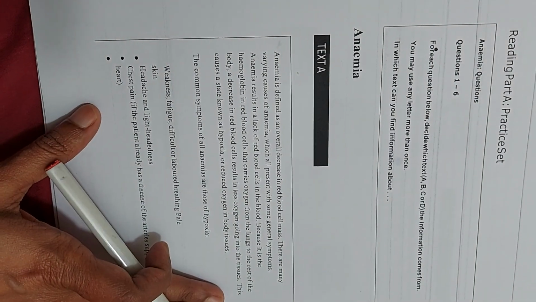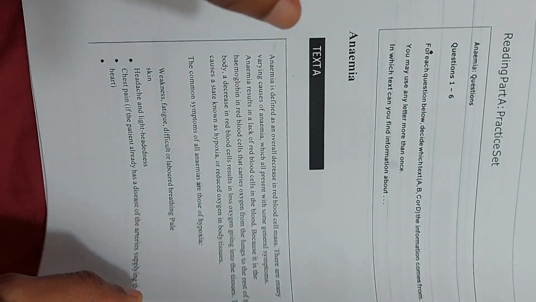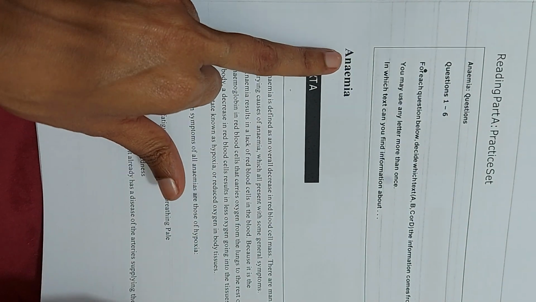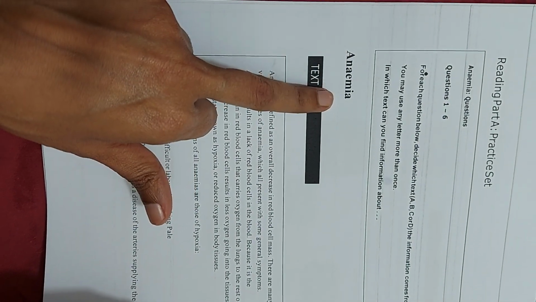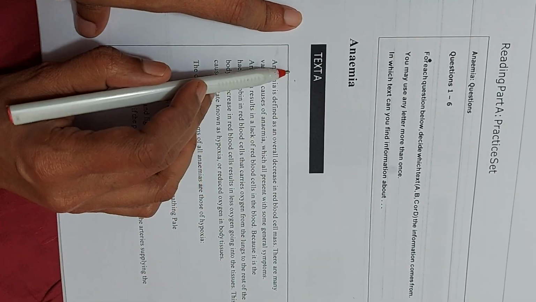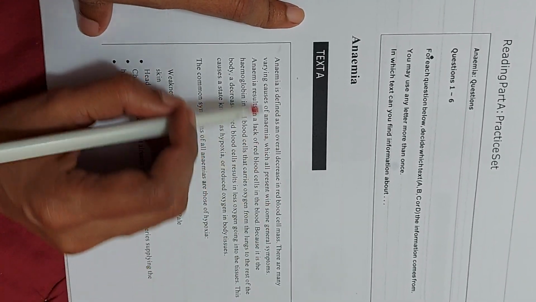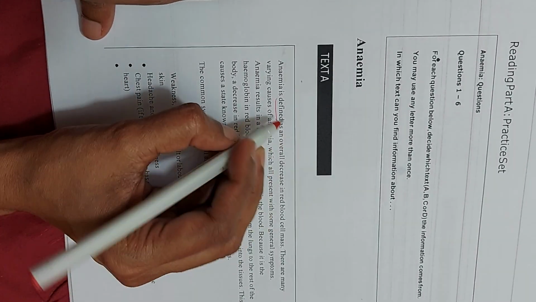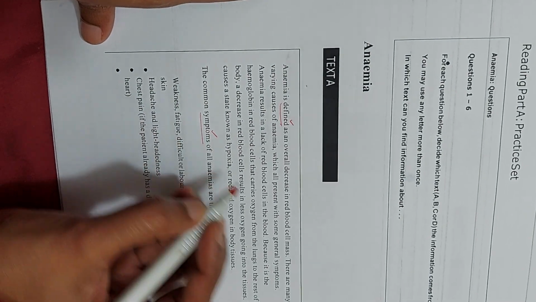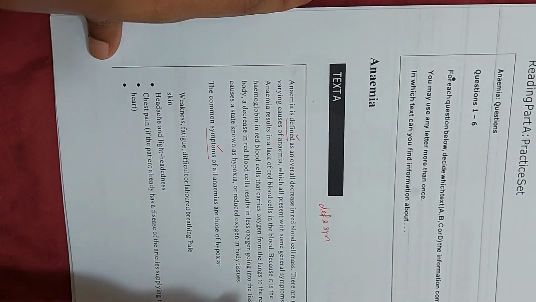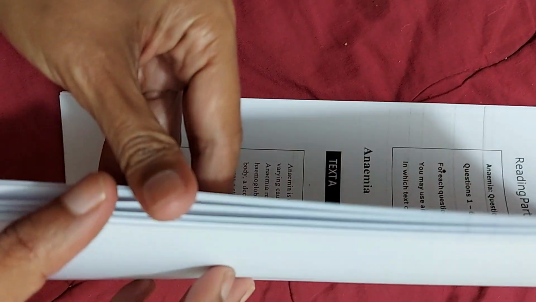So when you see this text A, you know that all four texts, text A, text B, text C, and text D, are going to be on one topic. So it is about anemia here. When you check this text A, there is no topic here, but when I see some important words like defined, symptoms, I can say this is about definition and symptoms. So I will map my mind as definition and symptoms. So I'm not reading the paragraph.